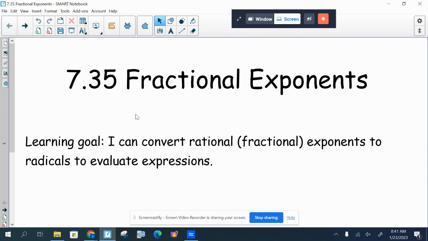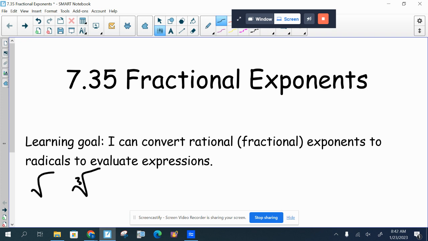So there's your learning goal. I can convert rational exponents to radicals to evaluate expressions. Rational means it can be written as a fraction, so we'll be working with fractions. So if something is written with fractions as an exponent, we want to convert it to radicals. Radical just means square root or cube root for us.